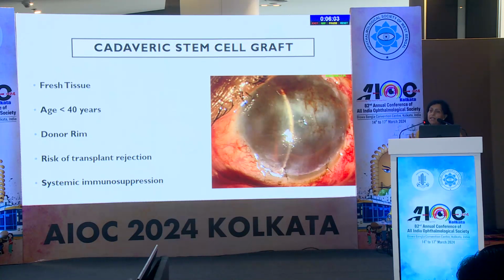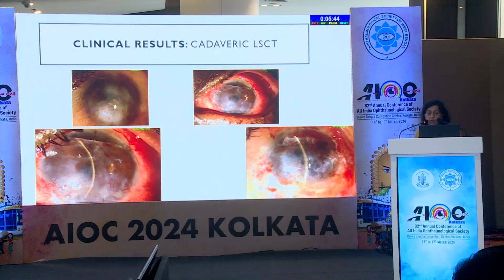But on the other hand, you're not exposing the entire cornea to a raw surface. And also sometimes if the cornea is thin and you expose it to a raw surface, it tends to undergo melting. So this can be done with a donor rim. If that is done, then you can use an age less than 40 years, with as fresh a tissue as possible.